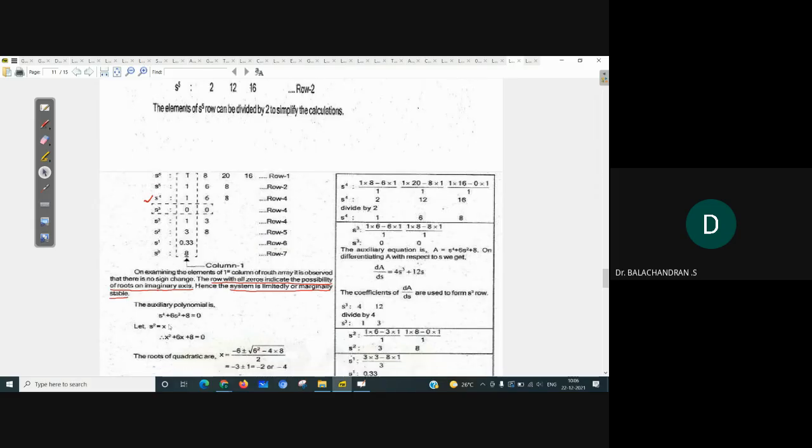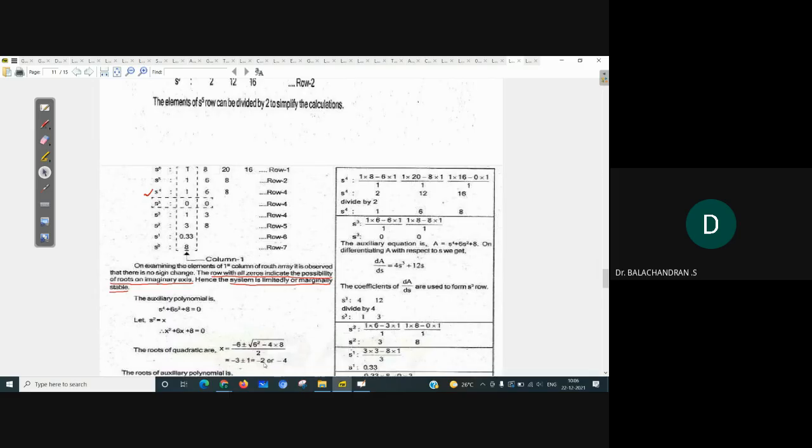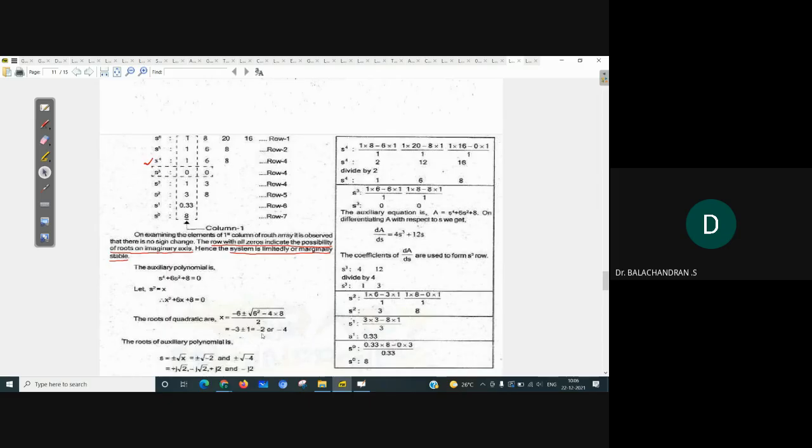What is the auxiliary polynomial? s power 4 plus 6s square plus 8. You need to find the 4 roots of this equation. Take s square equal to x. You'll get a quadratic equation in x. If you solve this quadratic equation, you'll get 2 roots: minus 2, minus 4. But we know that x is s square. So s square equals minus 2 and s square equals minus 4. Then s is equal to plus or minus j root 2 and s is equal to plus or minus j2.